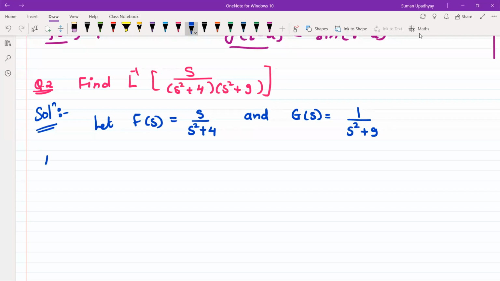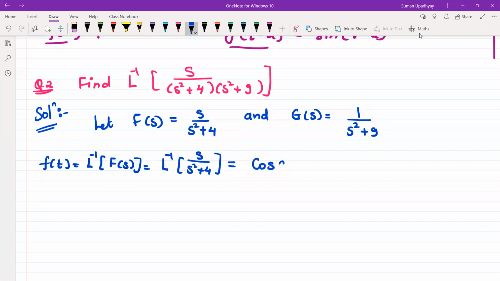Now the next task is to calculate f of t and g of t. How will I get f of t? By taking the Laplace inverse of f of s. My f of s is s upon s square plus 4. So what is the Laplace inverse of s upon s square plus 4? It is cos 2t.